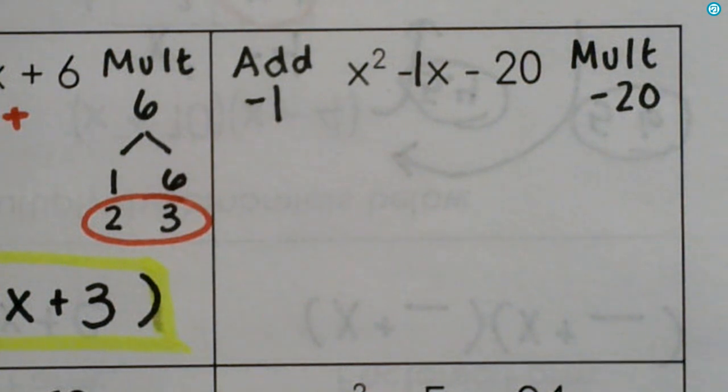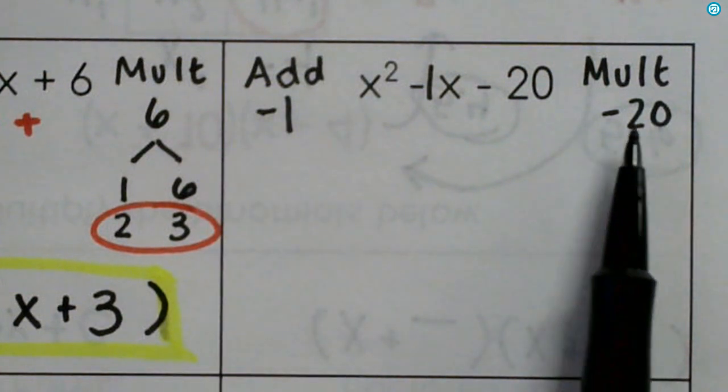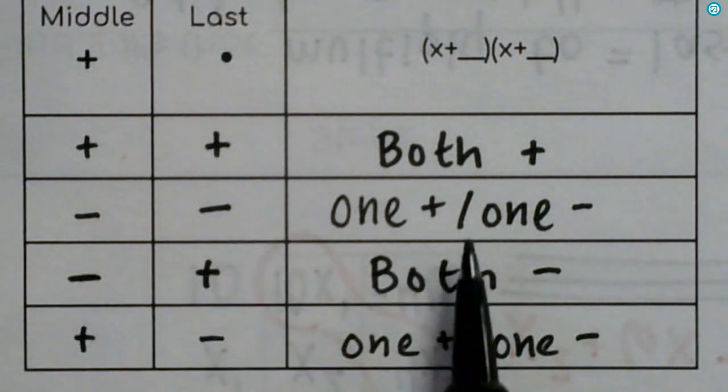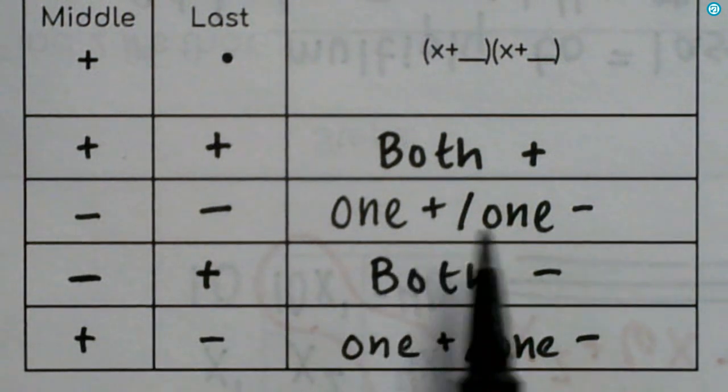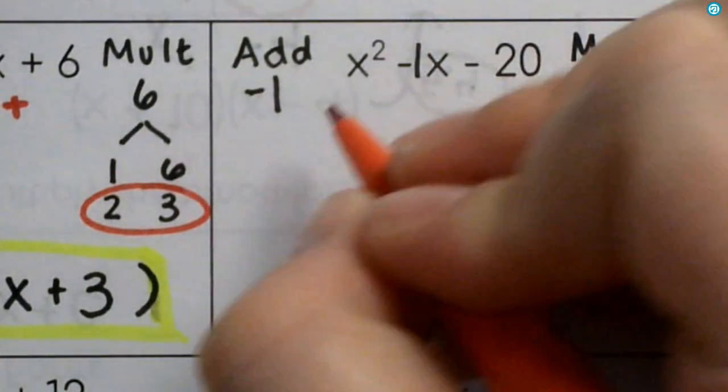All right, using my little table, if I need to add to a negative and multiply to a negative, that's my second row. I made your table go in order. So negative, negative. I need two numbers. One's going to be positive, one's going to be negative. We'll put down 1 plus, 1 minus.